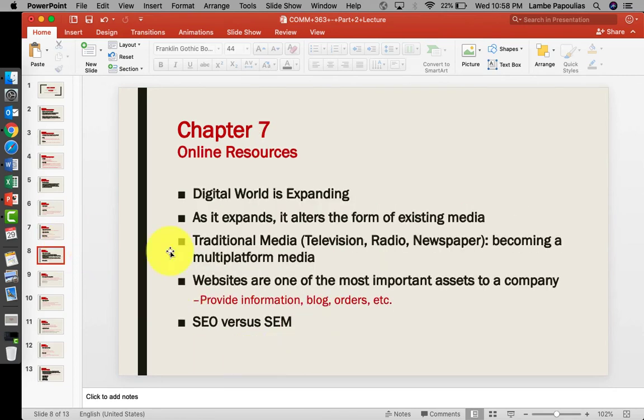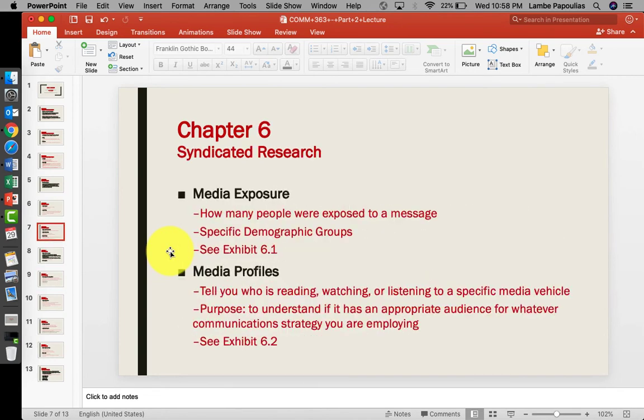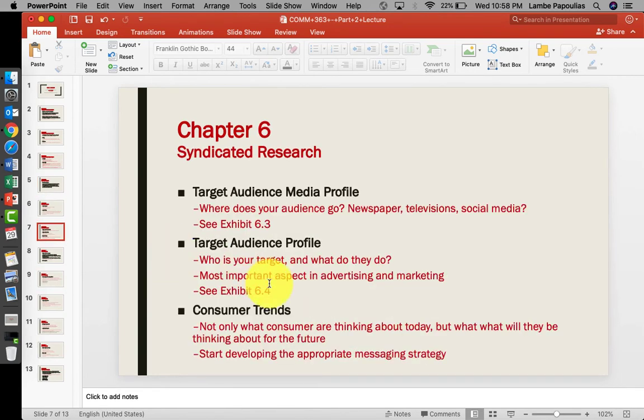And of course, let me go back. You have your consumer trends, not only what consumers are thinking about today, but what are they going to be thinking about for the future. Start developing the appropriate messaging strategy of how you're trying to figure this out.